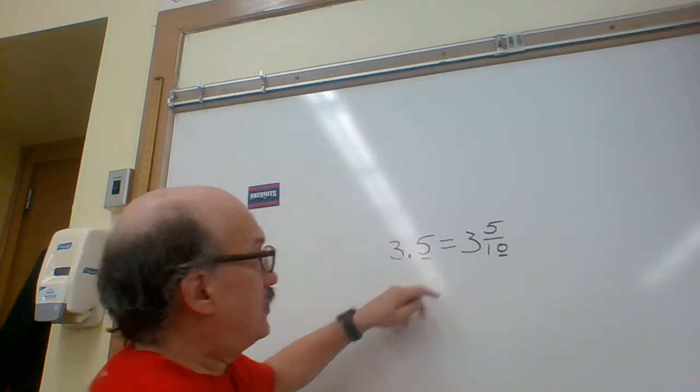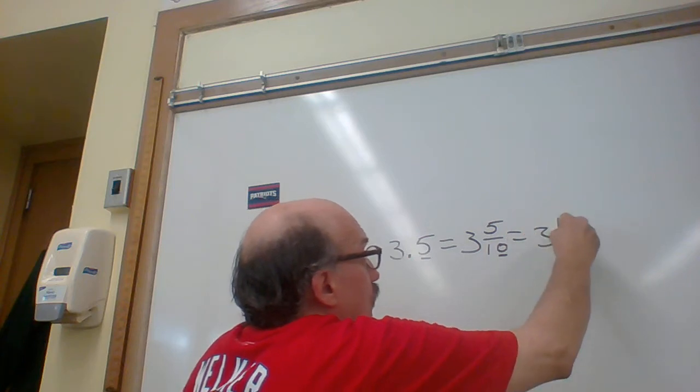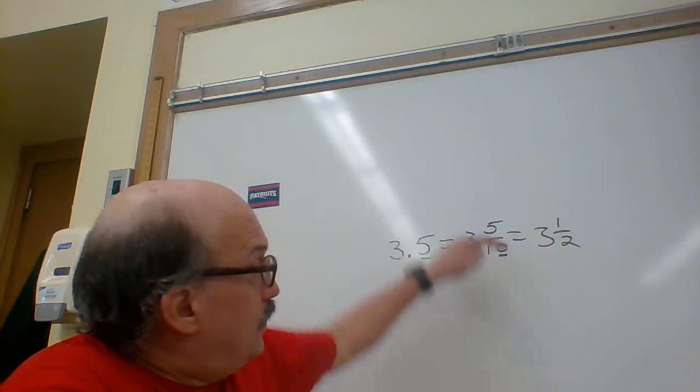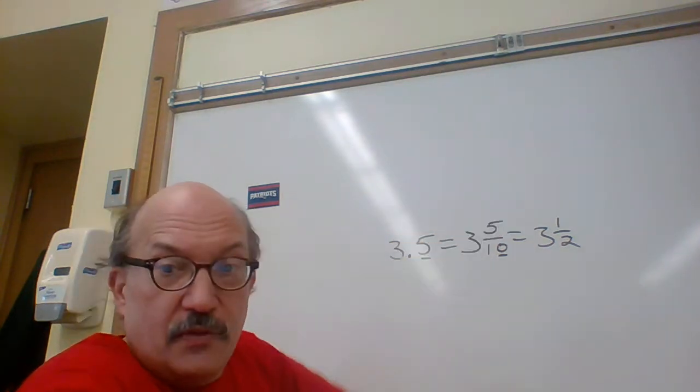And of course, this simplifies to 3 1/2. We all know that 3.5 is the same as 3 1/2. We divide the top and bottom here by 5 to get the half.